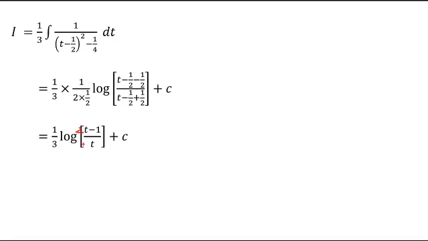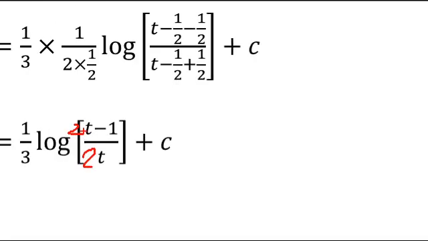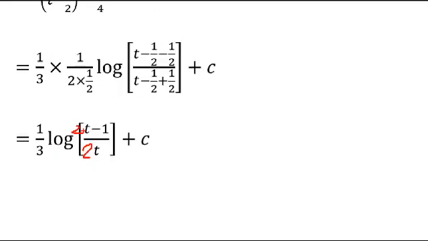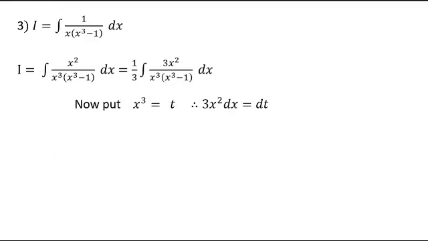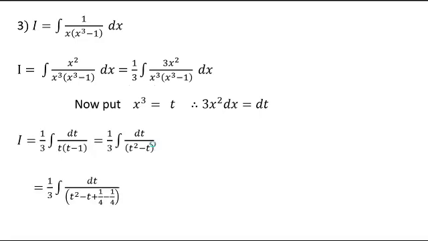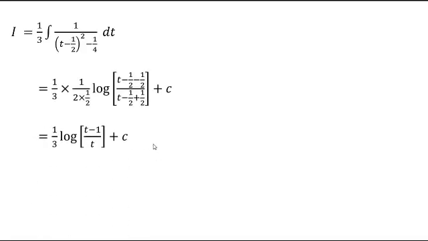This 2 should be here, it will not cancel. And this minus half will make 1. Okay, and then finally we put t is equal to what? With what substitution had we started this sum? We had started by calling x cube as t. So in place of t I must write x cube.